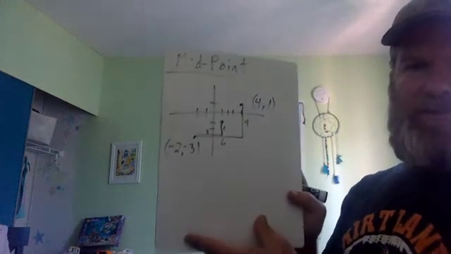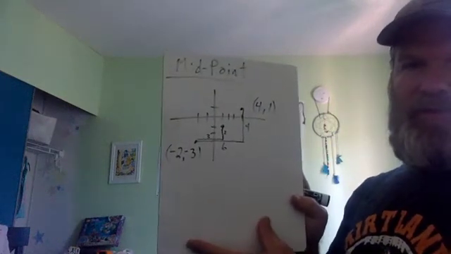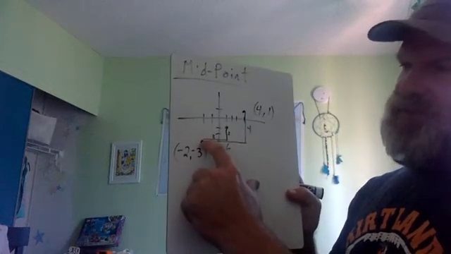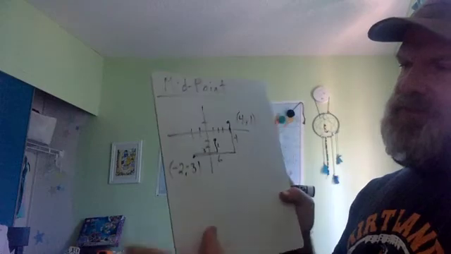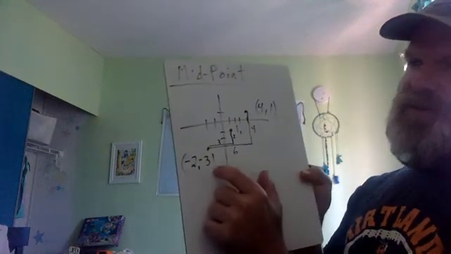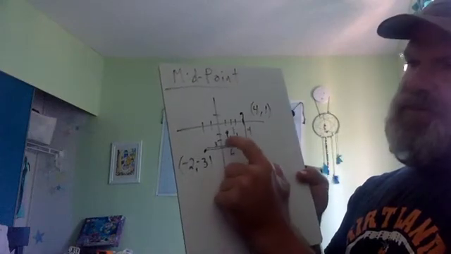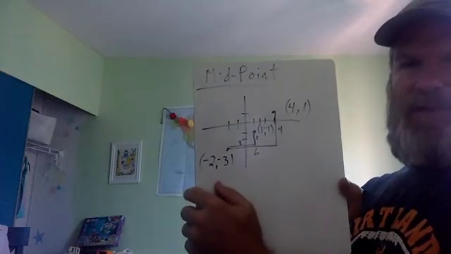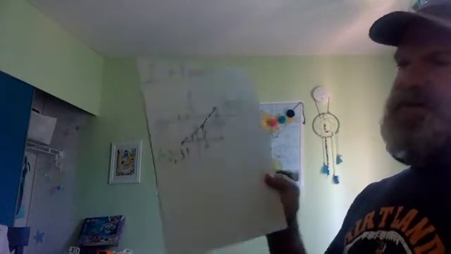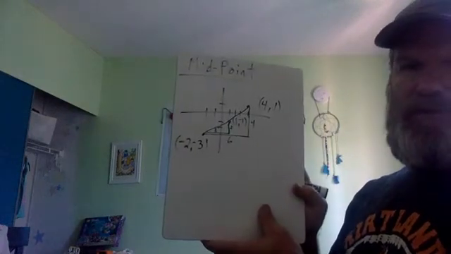So what is over 3 and up 2 from -2, -3? Well, over 3 spaces from -2, 1, 2, 3 gets you to +1. And up 2 spaces from -3, 1, 2 spaces gets you to -1. So that's the midpoint, 1, -1. That's the point that's exactly in the middle, exactly in between those 2 points.